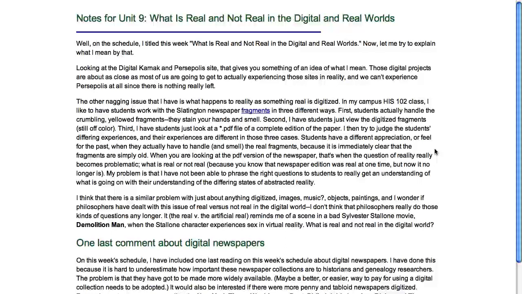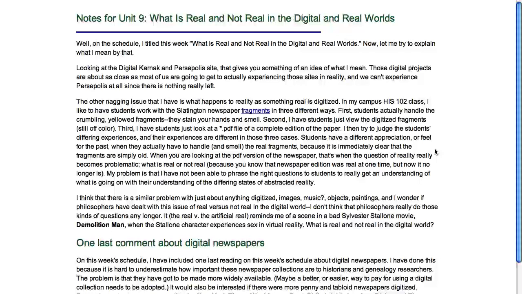And so you have an increasing abstraction, increasing distance from the real object as you go from the object to a digitized fragment to a PDF. And I'm still trying to figure out exactly what that means for the student experience. What is different for the student when the student is actually working with those physical objects as opposed to when a student is just reading a PDF version?